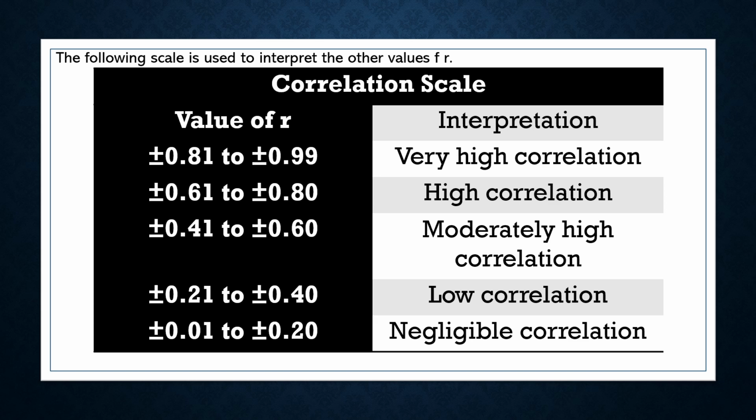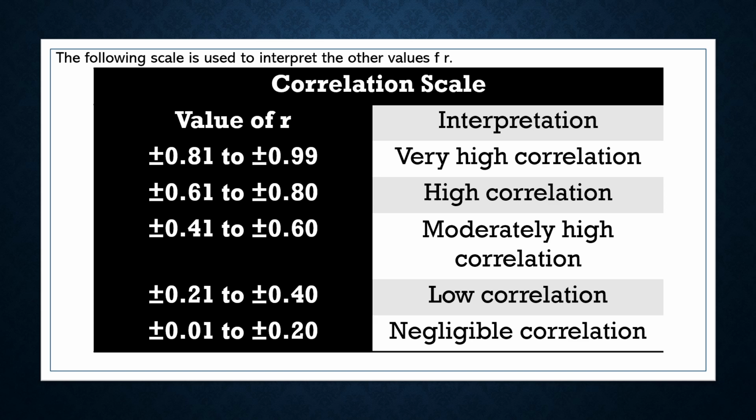And if you have a value of r that falls in the range positive or negative 0.41 to positive or negative 0.60, it implies that you have moderately high correlation. If the value of r falls on positive or negative 0.21 to positive or negative 0.40, it implies that you have low correlation. Otherwise, if your value of r falls on 0.01 to positive or negative 0.20, it implies that you have negligible correlation.